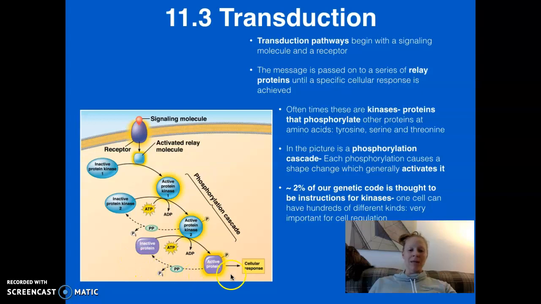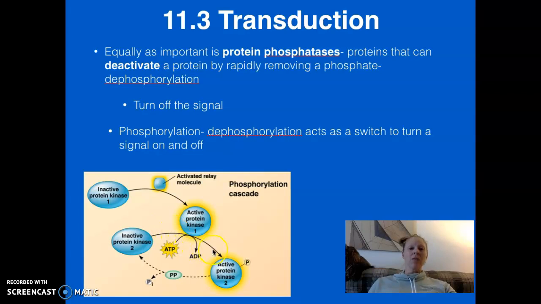So on our next slide, we're going to look at this section right here in the transduction pathway. Equally as important as the kinases are the protein phosphatases. These deactivate, or they remove the phosphate. So here you can see, here's our phosphatase. Here's our active protein kinase, which is creating a signal or creating a cellular response. The phosphatase is going to remove this phosphate, and it's going to inactivate this. This is really important because you need to be able to turn off a signal just as quickly as you turn it on. And this removal of a phosphate is called dephosphorylation.